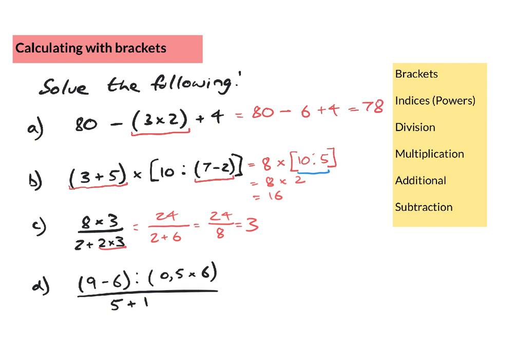And finally, we have this really complicated looking thing where I have a fraction, I have an addition, I have a couple of sets of brackets, I have another division here. It's a whole bunch of stuff going on. So let's try and break this down. I'll deal with the bottom first because I can just do that. I can do 5 plus 1 is equal to 6.